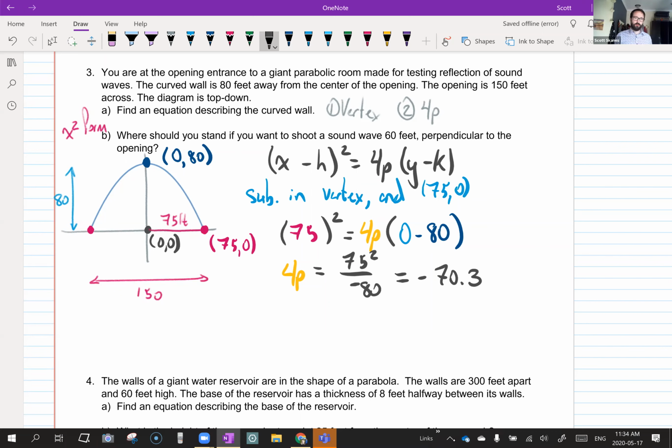So now that I have 4p, I can put it into the equation. So my final answer here is x squared equals negative 70.3 times y minus 80.